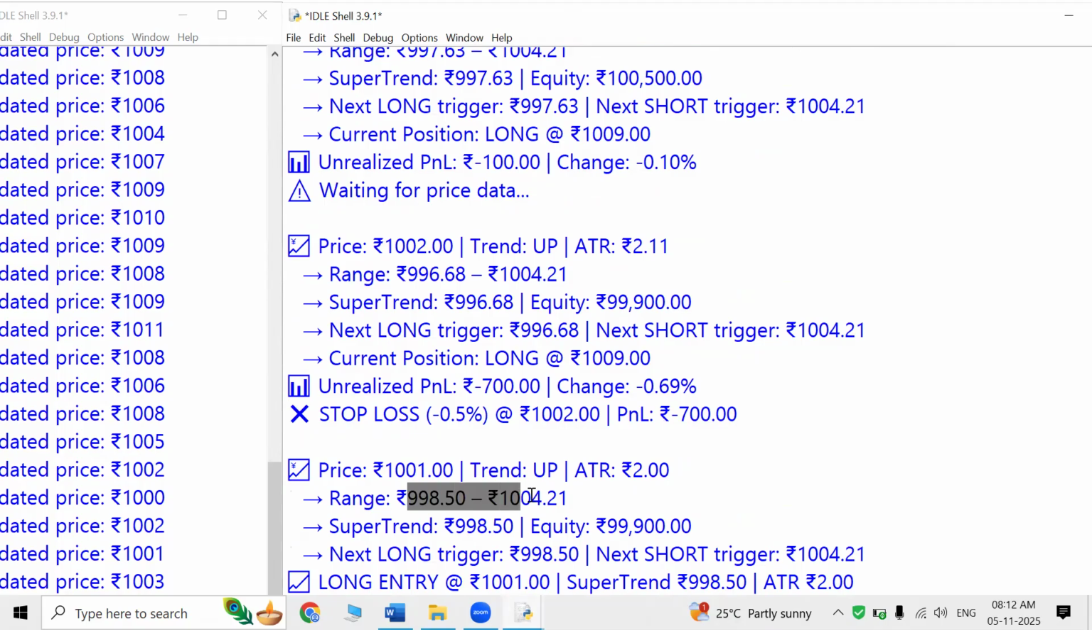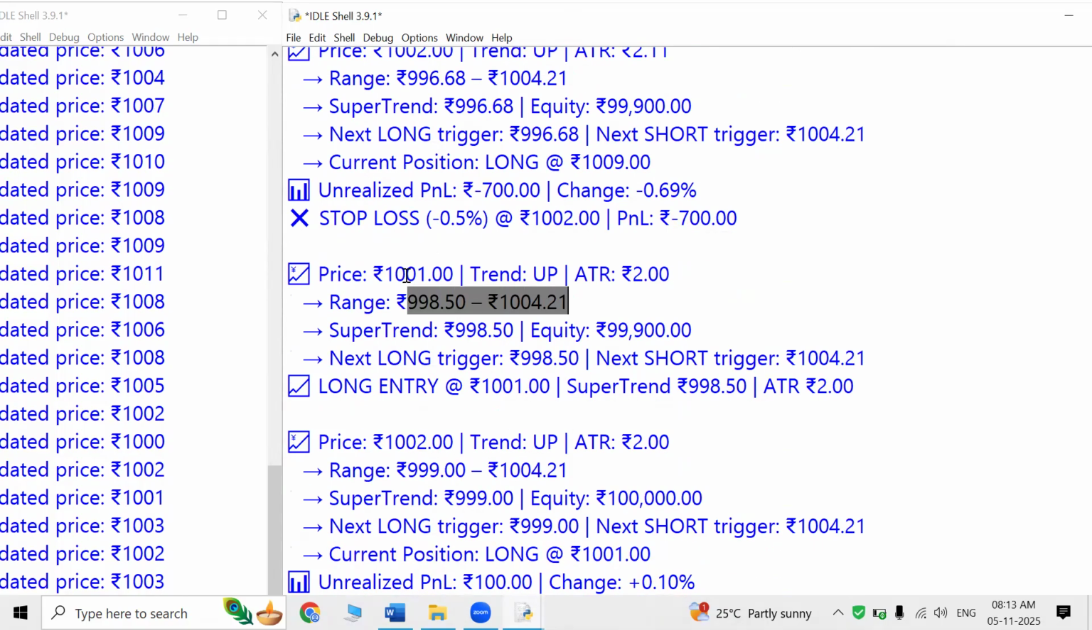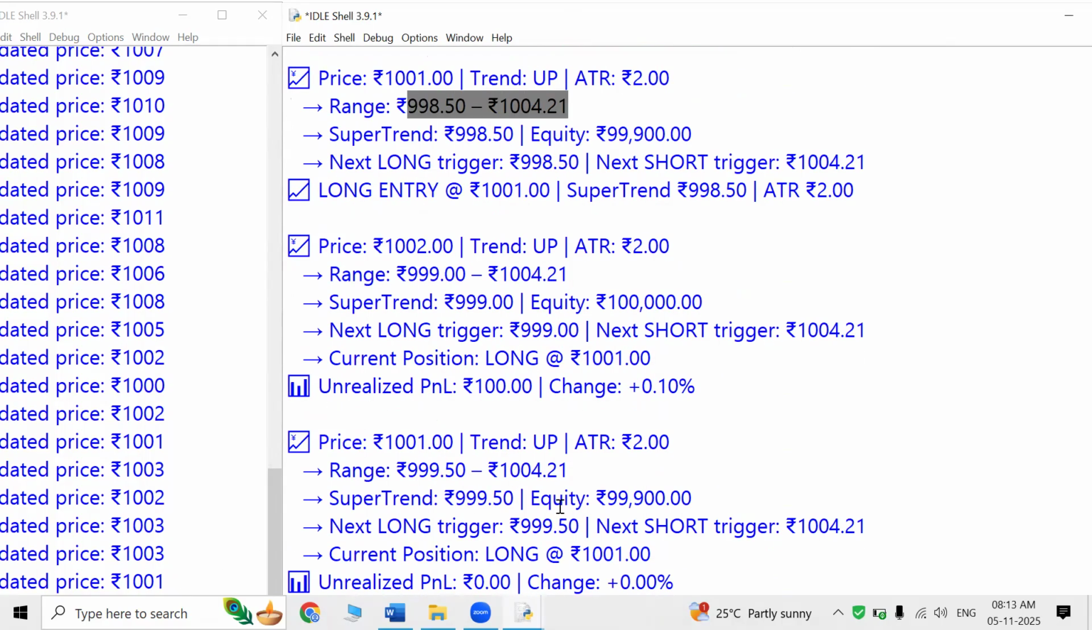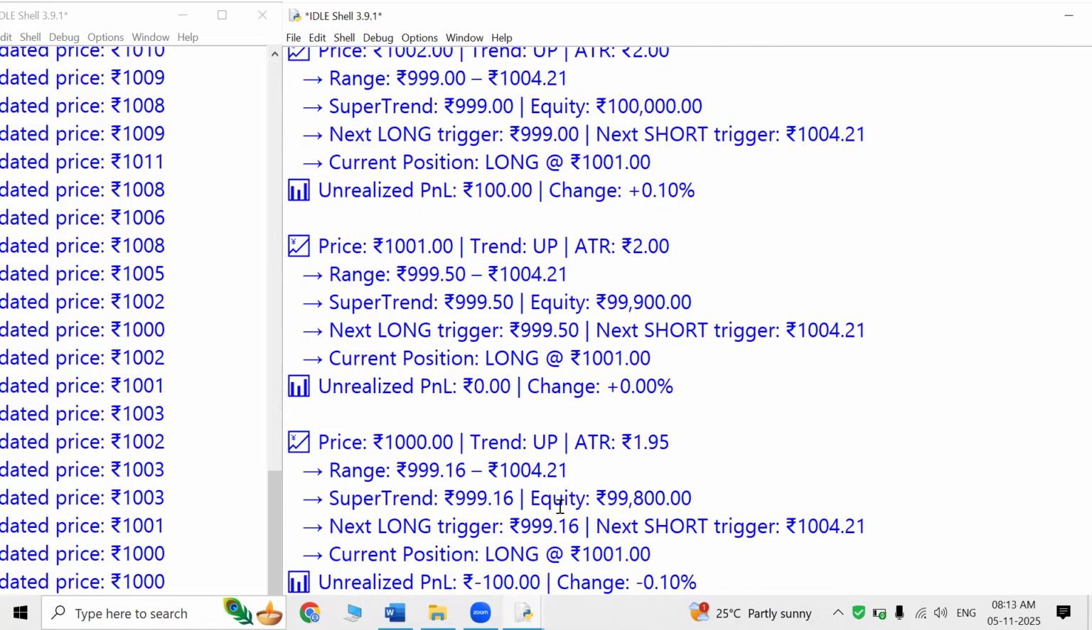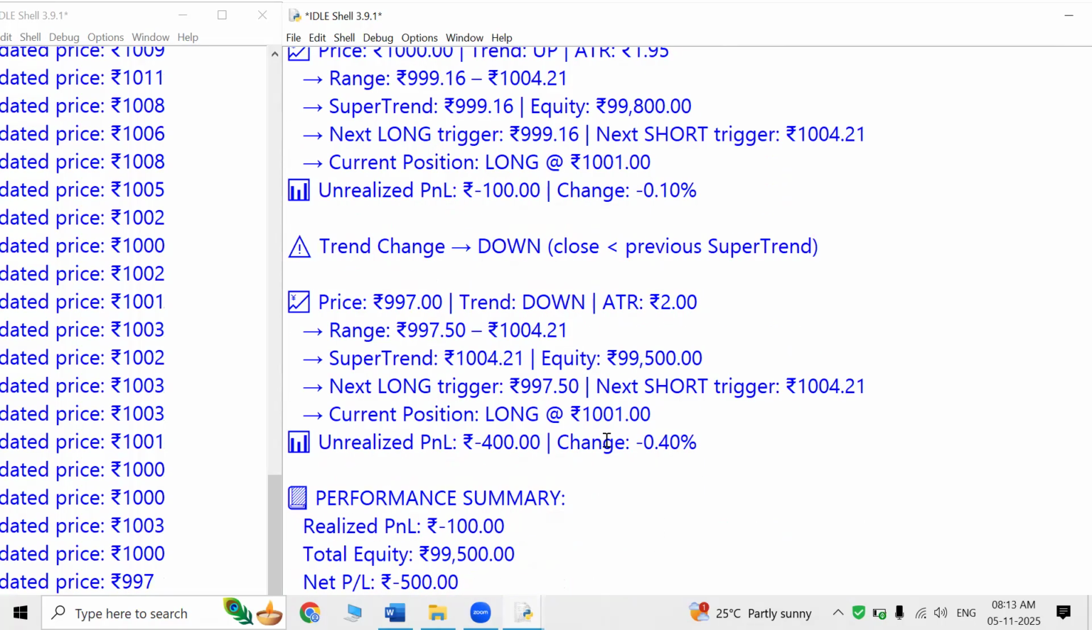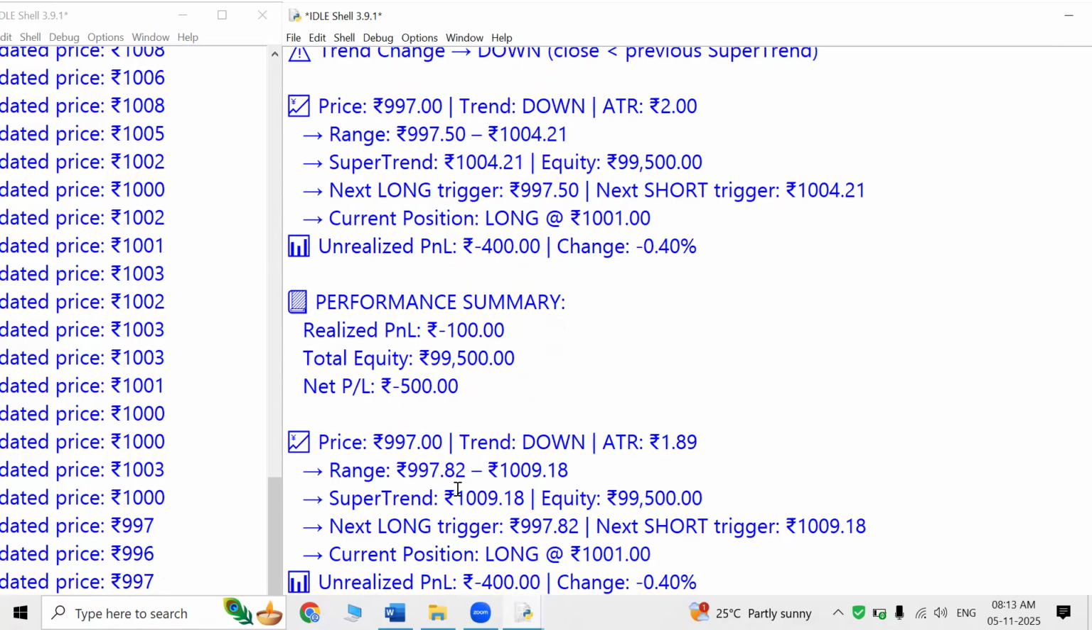Okay, so long entry again at 1001. If the price goes up, we are going to get the profit. And if there's a 6-point difference, we are going to book the loss. So it shows how the long position has been taken. Okay, after 100 seconds, it shows the summary. Currently, we are in a loss of minus 500 rupees.